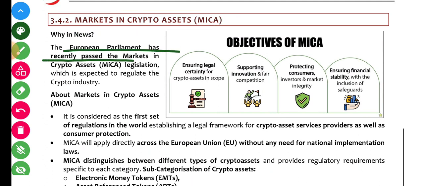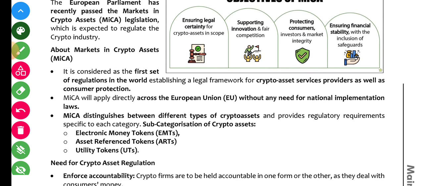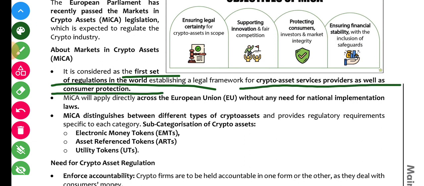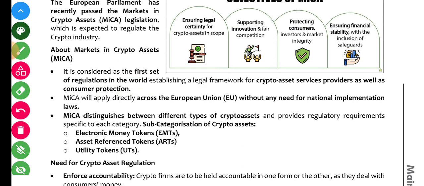Next is the Markets in Crypto-Assets regulation. The European Parliament has recently passed the Markets in Crypto-Assets legislation, which is expected to regulate the crypto industry. What is it all about? It is the first set of regulations in the world, covering crypto asset service providers as well as consumer protection. It will apply directly across the European Union without any need for national implementation laws. So keep this in mind.